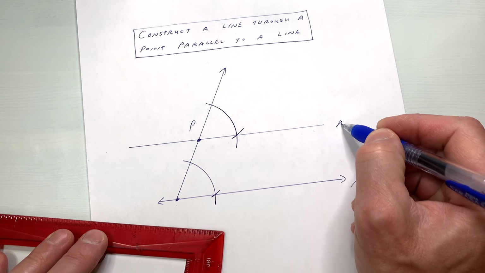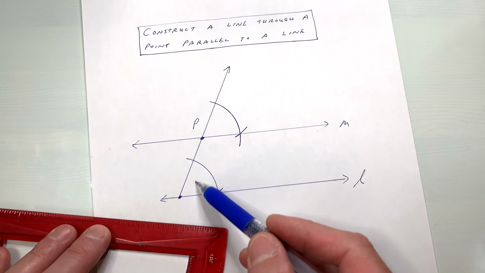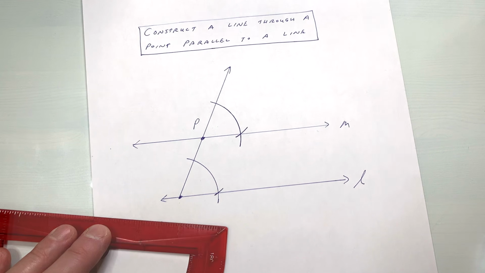You can see this line M, we'll call it, is parallel to line L, and again that's because of the converse of the corresponding angles theorem.